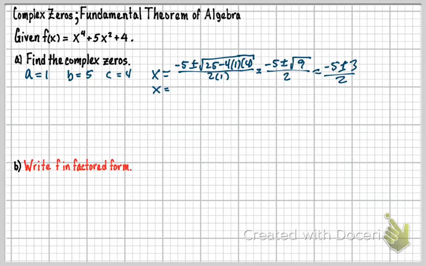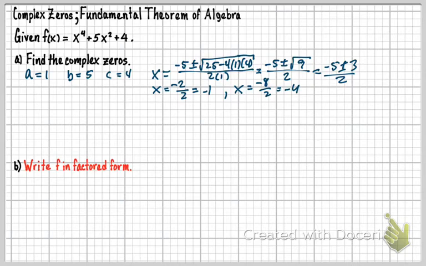So this is going to be negative 2 over 2 if I add the 3, which equals negative 1. And the other answer is going to be x equals negative 8 over 2, which is negative 4.